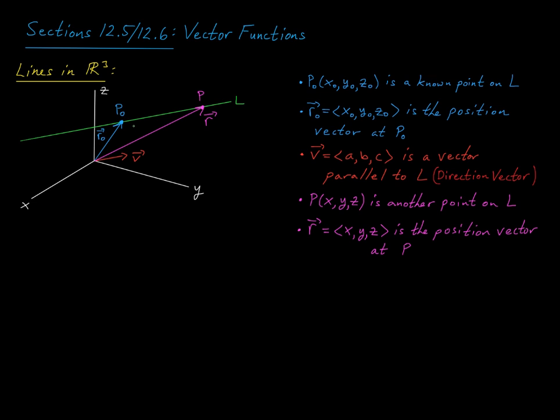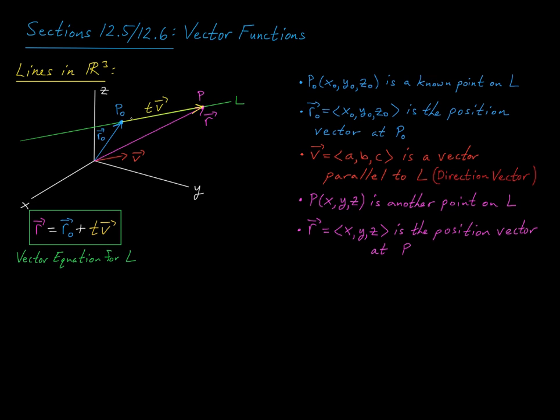Well, the thing to note here is that since P0 and P are both on the line L, the vector that runs from P0 to P is parallel to this vector V. So in other words, the vector from P0 to P is a scalar multiple of this direction vector V. Okay, so there's some scalar t such that tV gives us this vector from P0 to P.